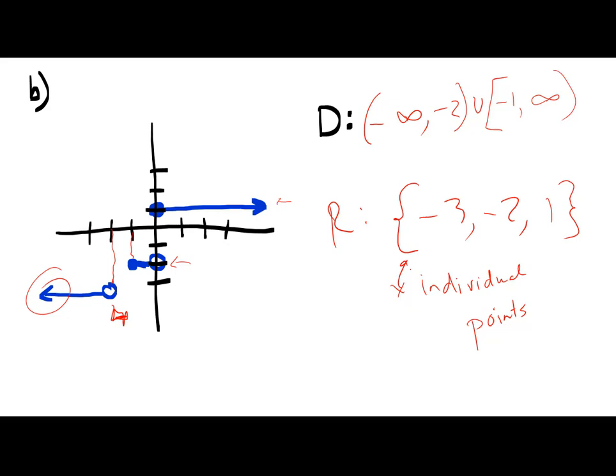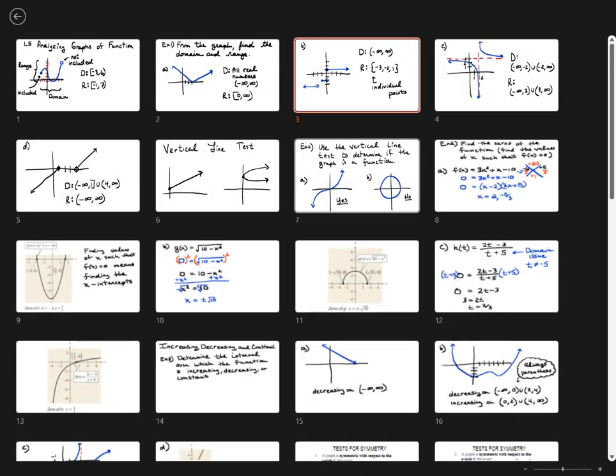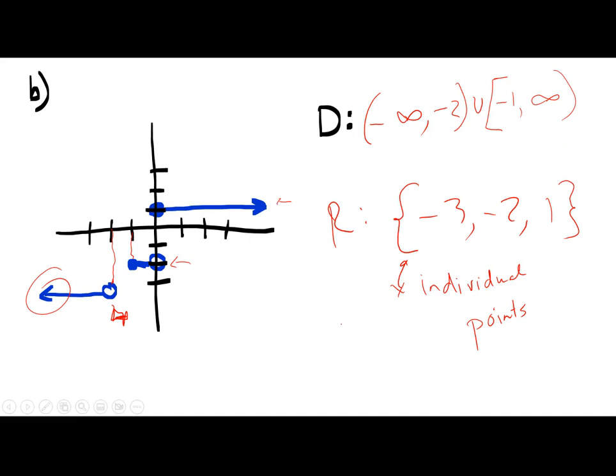So braces are for individual points, and then parentheses are for ranges of points. Not range as in the math range, but a range of points. We call them intervals, to keep straight in our heads. Okay, and let's jam. Tell me if you need to go back, otherwise we'll keep on going here.